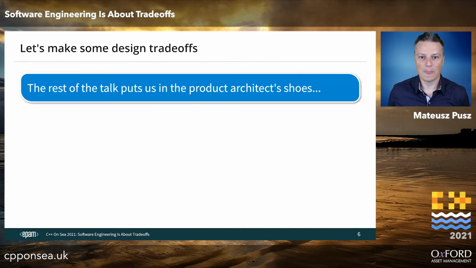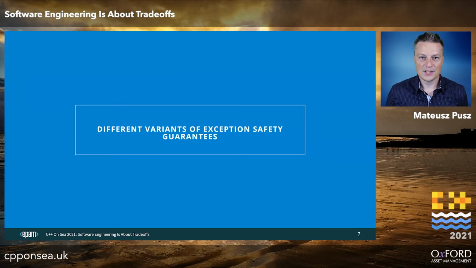So through the rest of this talk, we are going to put ourselves in the product architect's shoes. We are going to discuss some products, some potential problems, and some potential solutions to those, and we'll try to find out through the polls that I will ask you to submit which solution you would prefer as an architect. Let's start with exception safety and variant.